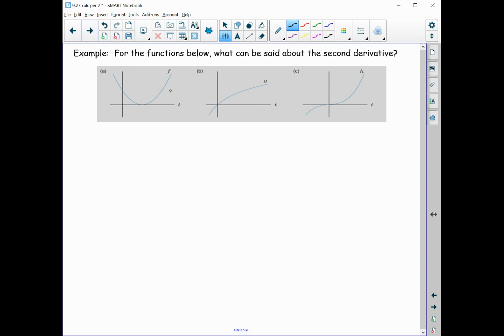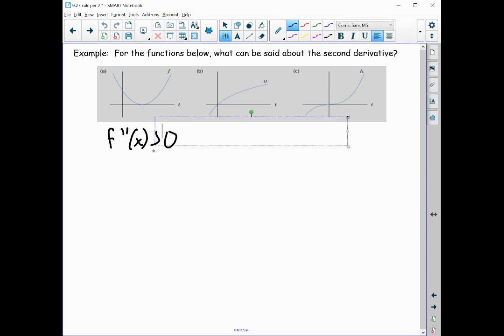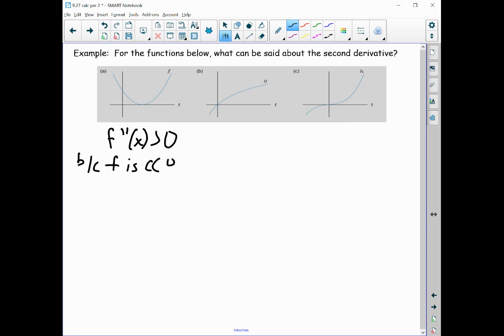If I look at f of x, I can see that we are concave up the whole time. Since f is concave up, what I can conclude is that f double prime of x is positive. And my justification would just be because f is concave up. If I asked you to defend your answer, literally that's all you need to say.